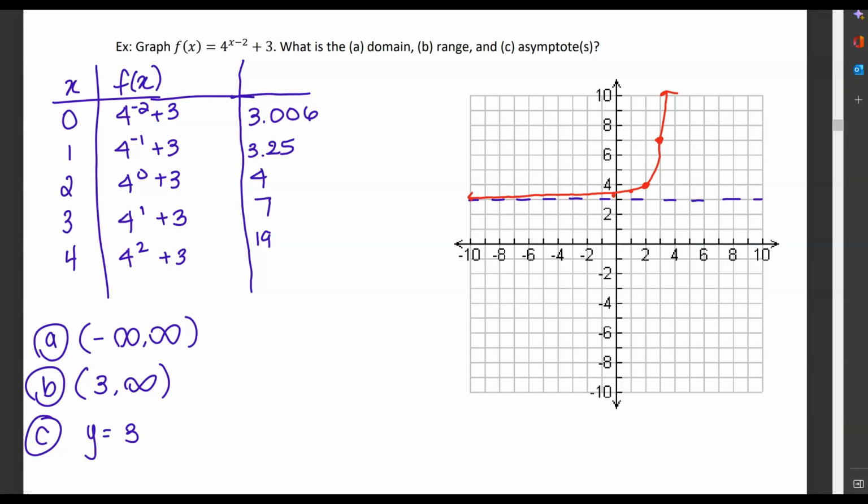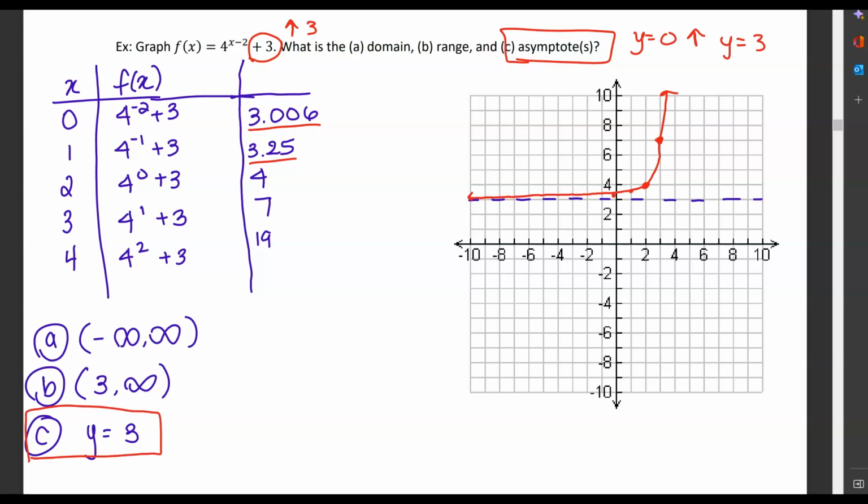All right, class, so you should have tried this problem. Notice I plugged in a couple different values here: 0, 1, 2. I can start seeing what's happening here with the 3. Because this is an upward shift of 3, it's going to shift that asymptote. If that original asymptote is at 0, because I have a vertical shift of 3, my asymptote is going to be shifted up 3. So that's how I get c: y equals 3.